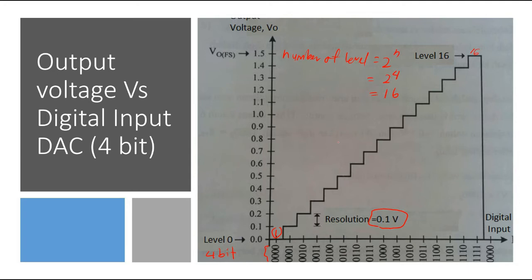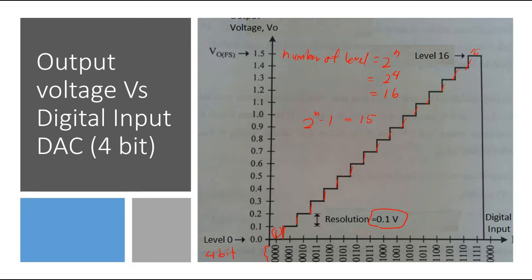And then number of steps. Number of steps is 2 power of n minus 1. So we have steps here 1, 2, 3, 4, 5, 6, 7, 8, 9, 10, 11, 12, 13, 14, 15. So it equals 15 steps.